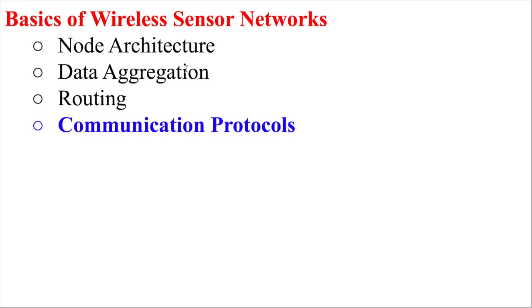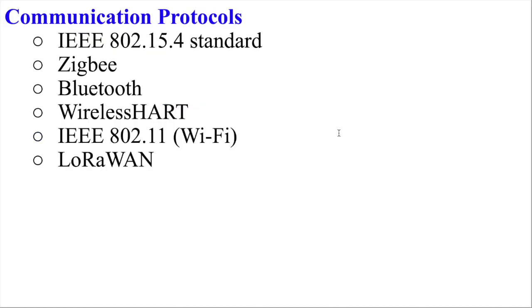So node designing, data aggregation and routing. Now we come to the communication protocols. So how can we communicate this data? A routing protocol is some sort of algorithm; you can make the path. But for communication purposes, the communication unit is there. They use some communication protocol, and we can use this communication protocol on that path.